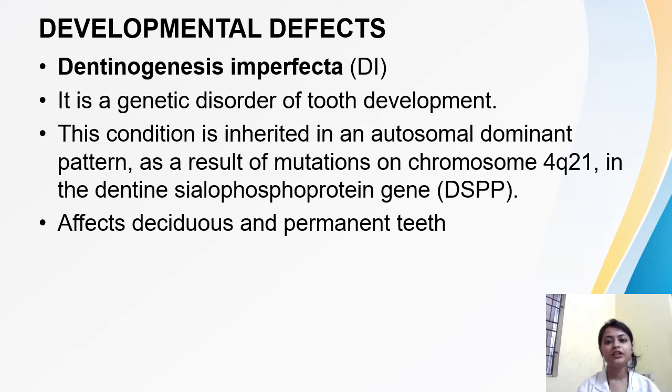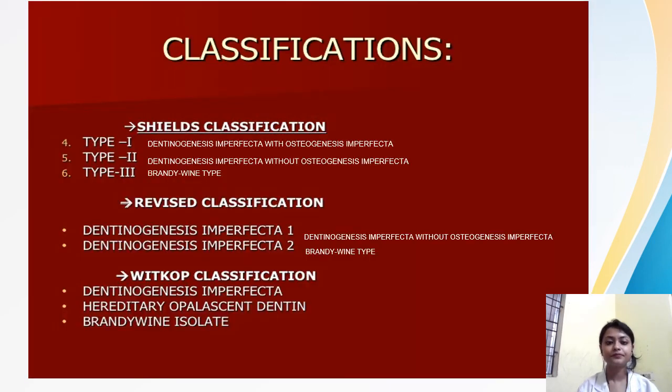Now, what are the developmental defects which affect the dentin? First, we'll come to dentinogenesis imperfecta. It's a genetic disorder of the tooth development. This condition is inherited in an autosomal dominant pattern as a result of mutations in chromosome 4q21 in the dentin sialophosphoprotein gene, the DSPP gene. So, mutation of this gene only will result in this genetic defect. It affects the deciduous as well as the permanent dentition. It was classified as type 1, type 2, type 3, but the revised classification is only 2, dentinogenesis imperfecta 1 and dentinogenesis imperfecta 2.